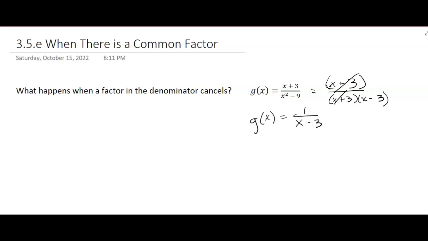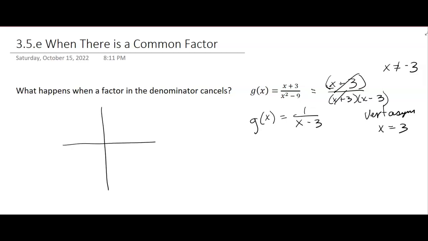Okay, but we still can't have negative 3. X cannot be negative 3. And we know there's a vertical asymptote at x equals 3. Okay, because you're still going to have x be 3 or negative 3. So what does it look like when you're graphing it?